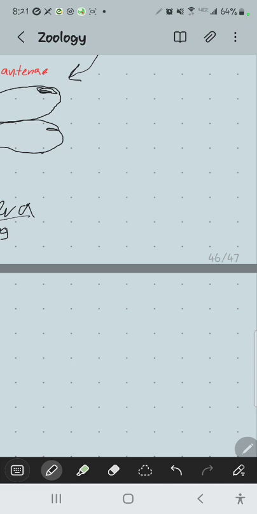Usually, these have jumping hind legs. So I can get it on here. Okay, so that's the basic idea of a grasshopper or a cricket.